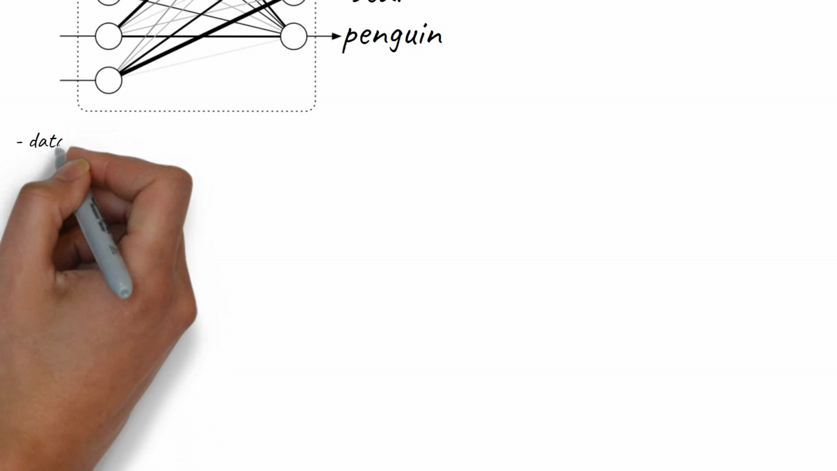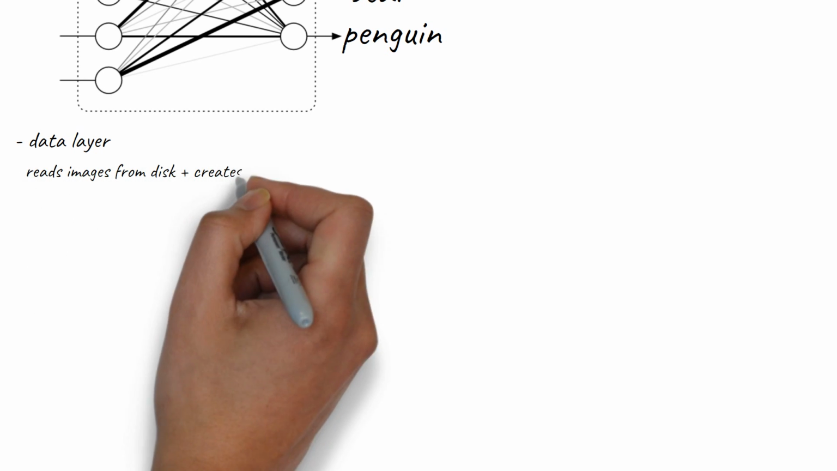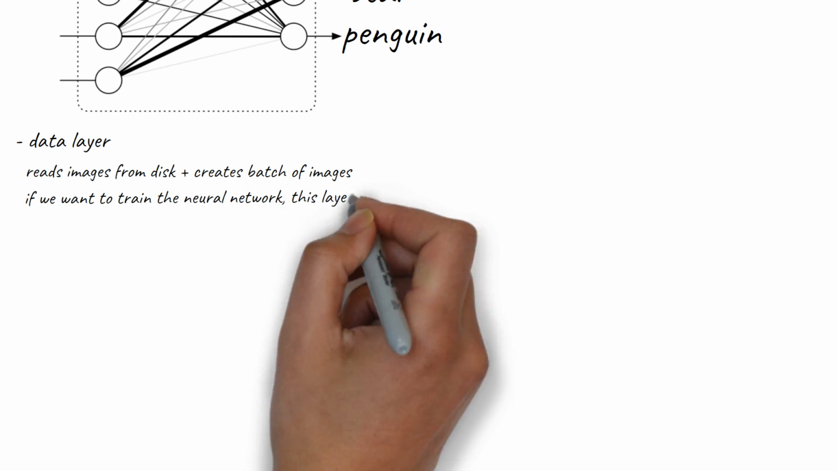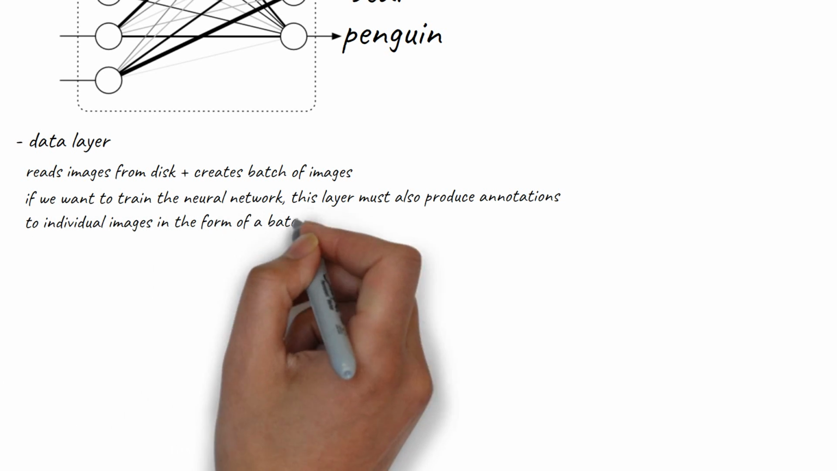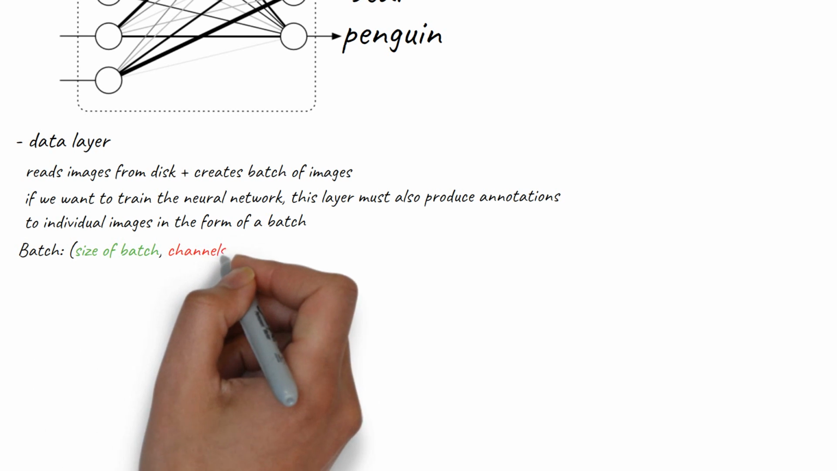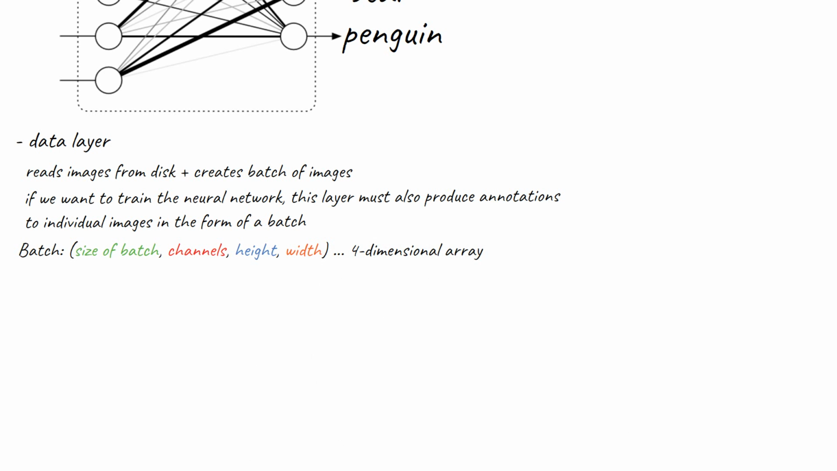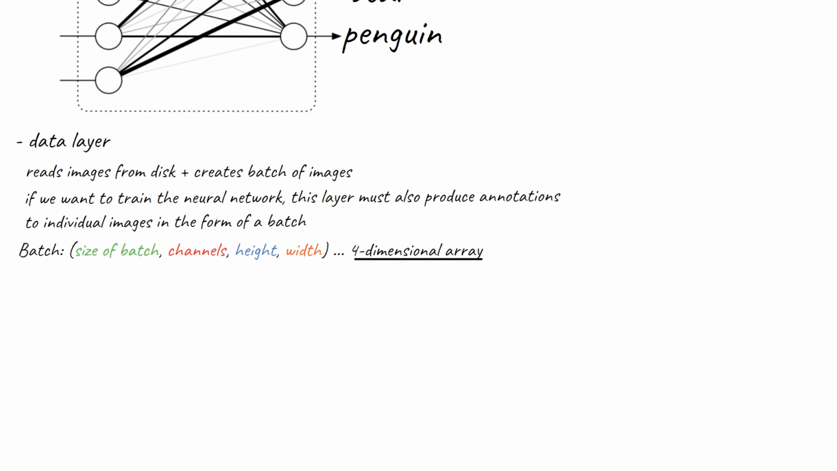Not to forget, it's also important to get input data into the network. This is done by the data layer, which reads the images from the disk and creates a batch from them. If we want to train the neural network, this layer must also produce annotations to individual images in the form of a batch. What exactly is a batch in neural networks? In general, the batch is an n-dimensional array. When we talk about batch in connection with image processing neural networks, we mean a 4-dimensional array in which we can store any number of images.